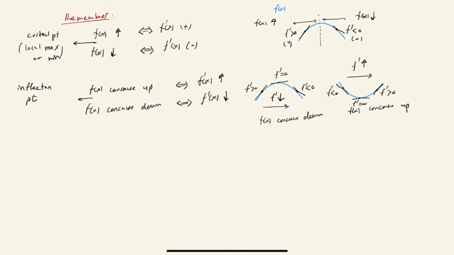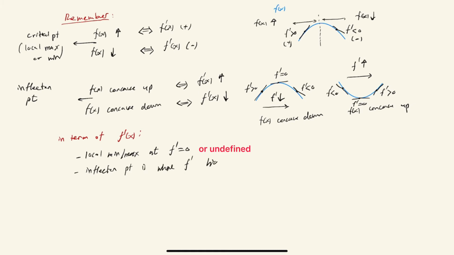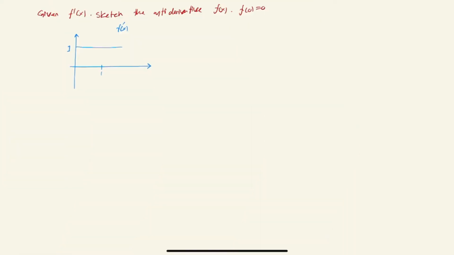In the following examples, since we are given the derivative, we want to go backward to graph the antiderivative. So it's a good way to think in terms of f prime of x, since this is the given function. So we have a local maximum or minimum in the function f of x when f prime is equal to 0 or undefined, and then we have an inflection point where f prime is the highest or lowest locally. That's a local maximum or minimum of f prime of x.